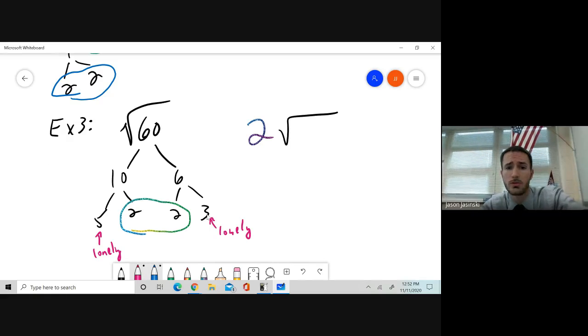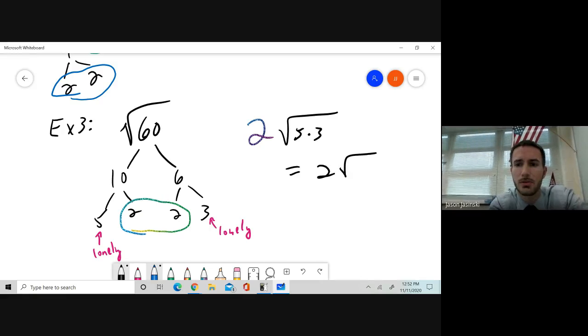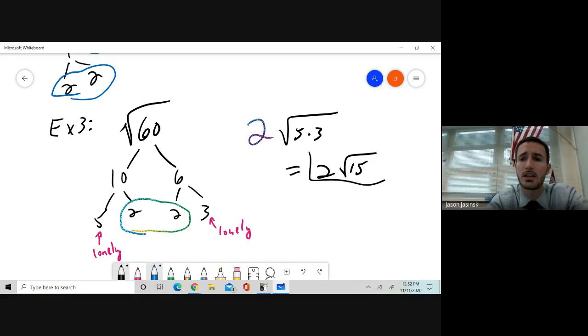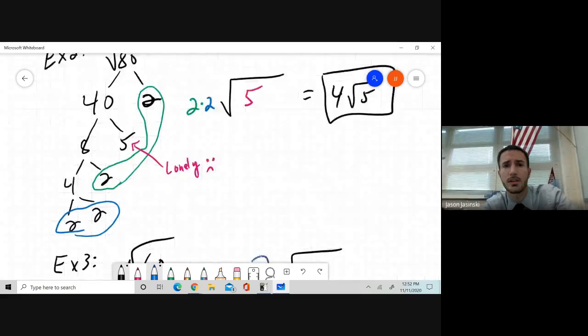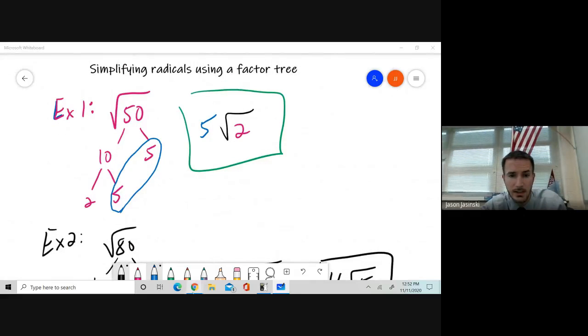So when there's two lonely or leftover numbers, you multiply those on the inside. So your final answer would be 2 square root of 15. Okay, so that's a creative way of simplifying radicals using a factor tree. All right, hope you enjoyed this lesson, and thank you for listening.